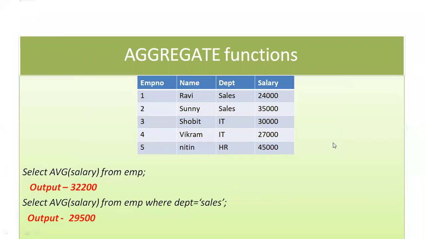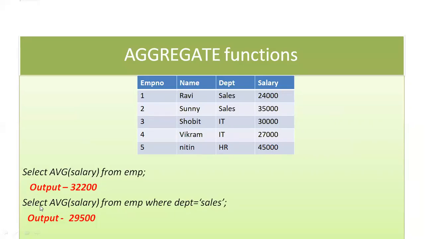So here is another example of an aggregate function. See here, SELECT AVG. This is for average. This is also an aggregate function which makes an average of the salary from the employee table. So all the salary, how many values are there? 1, 2, 3, 4, 5. Total salary divided by 5. So it will make an average of the salary.